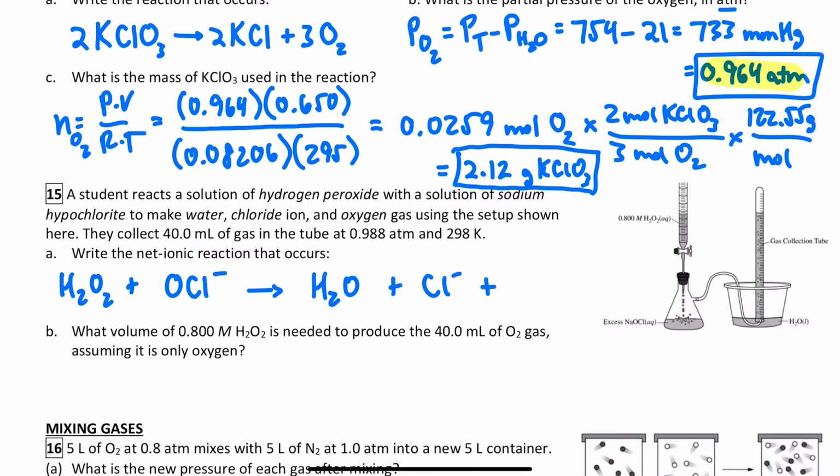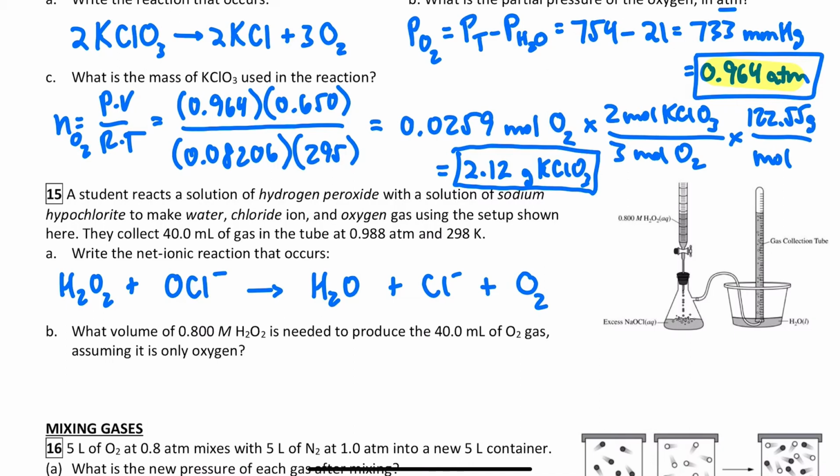chloride, and oxygen gas. This is actually a redox reaction, isn't it? The oxygen changes and the chloride changes, but it's already balanced. You got lucky. 1 to 1 becomes 1 to 1 to 1. Next, they say, what amount of the peroxide do we need to make 40 milliliters of the oxygen gas? And this time, we're not going to do that water vapor correction. We should, but they didn't give us that information, so let's just assume that all of it is O2. Given excess hypochlorite and 0.8 molar peroxide, how much do we need?